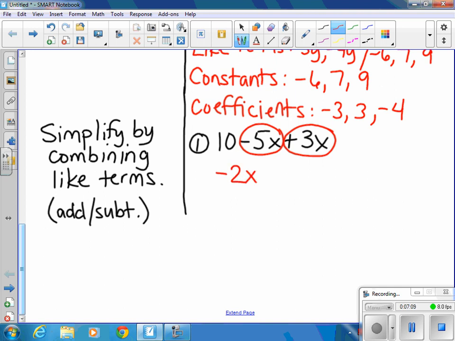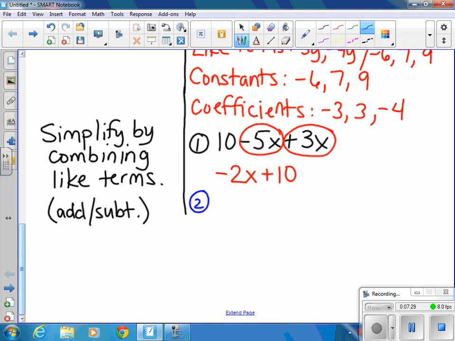The 10 that's in front has nobody to go with it, and it's a positive 10, so he just tags along in the back. There is a certain order to the way your answers have to be written. Your variable terms should be in front in alphabetical order, and your constants should always be in the back. It's kind of like a train. The constant is the caboose of the train, so it must always go in the rear.